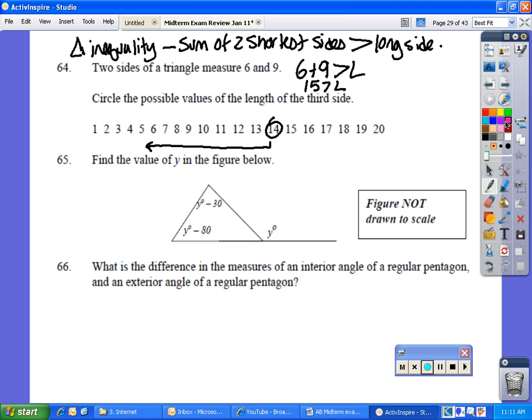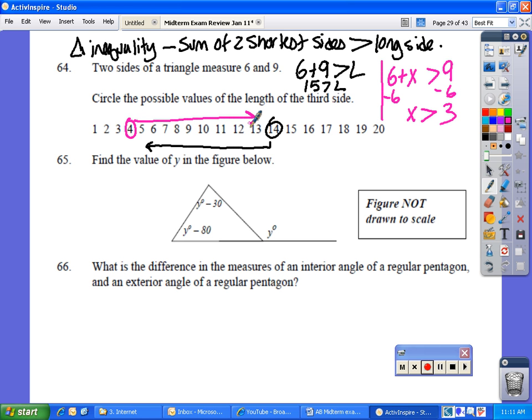Okay, well that's great if 6 and 9 are the shortest sides. But let's say 6 and 9 are not the shortest sides. Then 9 would be the biggest side. And 6 and this other value, whatever it happens to be, I'm going to call it x, has to be bigger than 9. Let me subtract 6 from both sides, and that tells me the other side must be bigger than 3. So we want numbers that are bigger than 3, like 4, all over here.